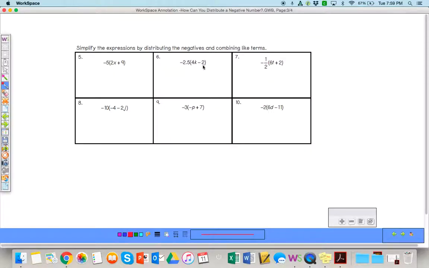All right, so we are going to do problem 6 and 7 together, and then you are going to do the other 4, pausing the video. So first I like to draw that little fence post separating the two terms. So -2.5 times 4k gives me -10k. -2.5 times -2 turns into a +5.